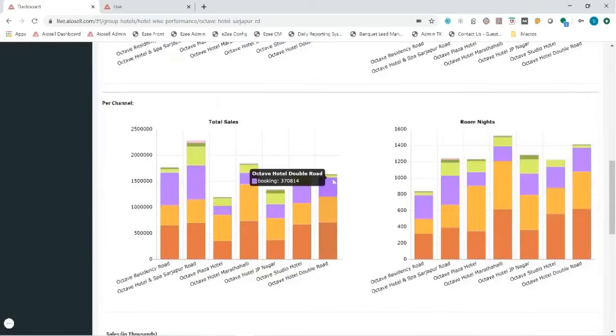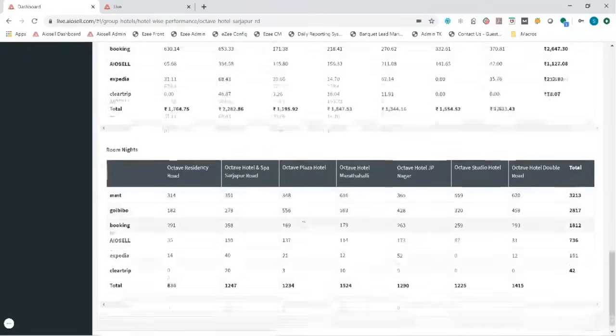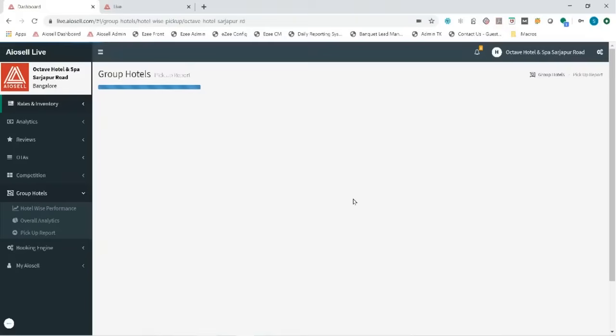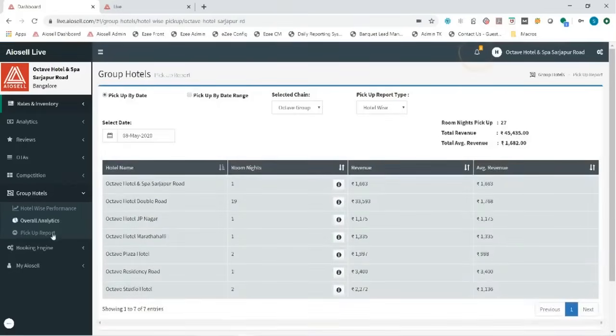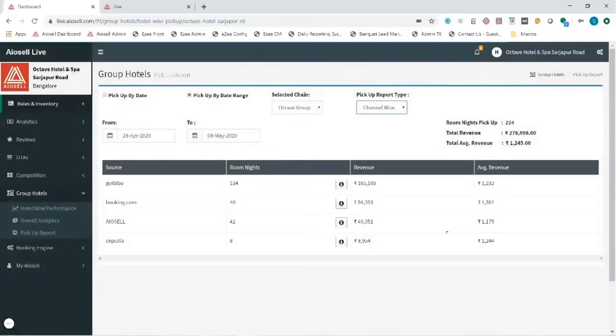You can see the breakup from channels at a hotel-wise level, from an overall sales as well as the room nights breakup, and the total sales as well as room nights in a table form. So a lot of these parameters are available to us both individually or at a chain level. So here, from a group level, you can calculate the pickup report for a particular chain. So here you have for a particular date, or you can decide for a date range, how many rooms am I picking up for each of these particular hotels, either at the hotel-wise level, so I can click on any of them to see the source of these bookings, or I can see overall a channel-wise breakup of where these bookings are coming from. So this is on the analytics side.